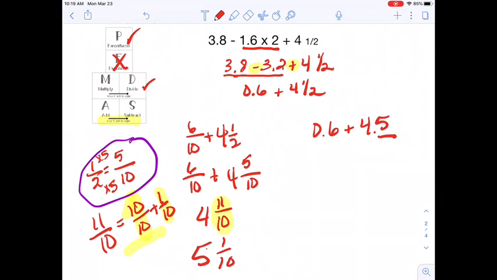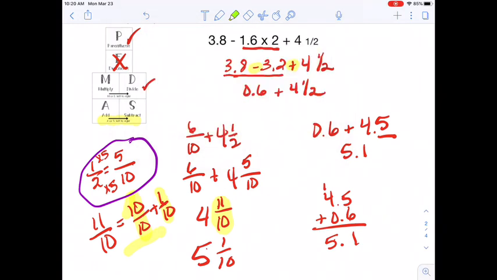Then I just have to add these two numbers together. 4 and 5 tenths plus 6 tenths. 5 plus 6 is 11. That seems familiar. That's where that 11 came from. 1 plus 4 is 5. Bring my decimal point straight down. The answer is 5 and 1 tenth.